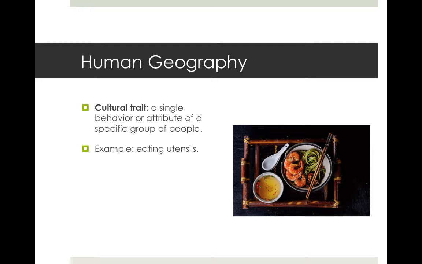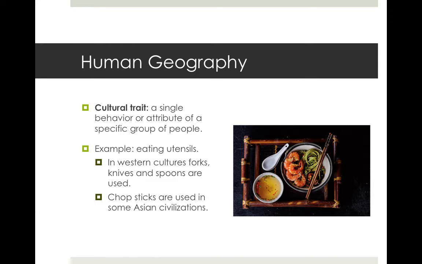For example, the use of eating utensils. In Western cultures, forks, knives, and spoons are used, and chopsticks are used in some Asian civilizations. And there are other civilizations that simply use their fingers.